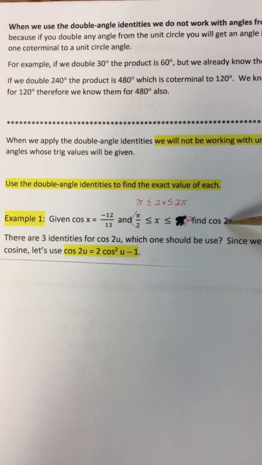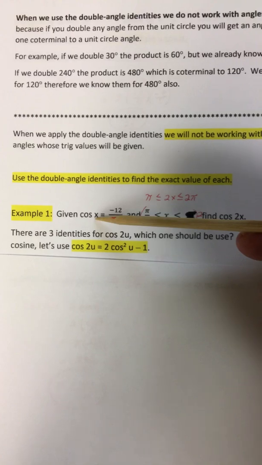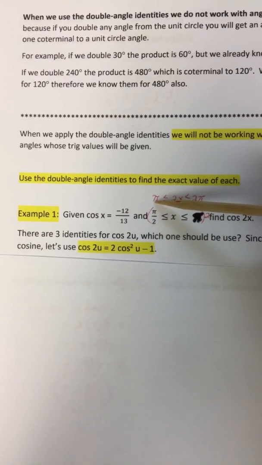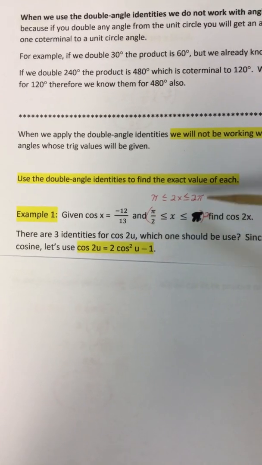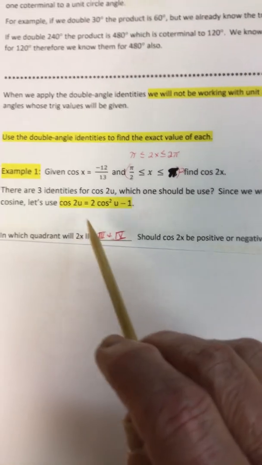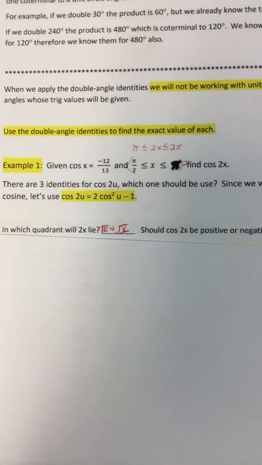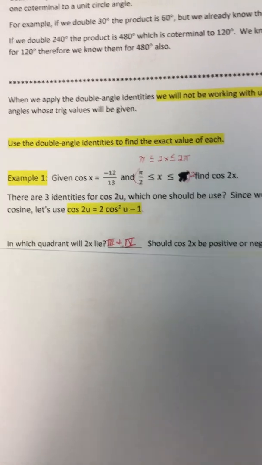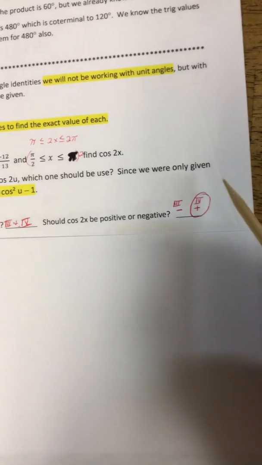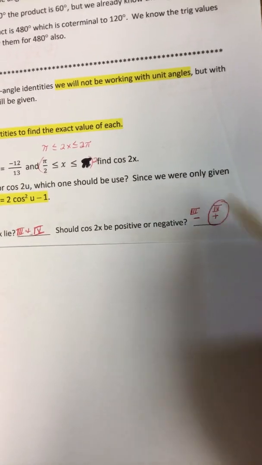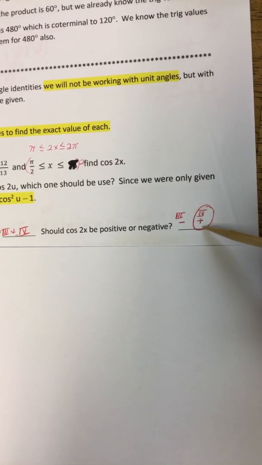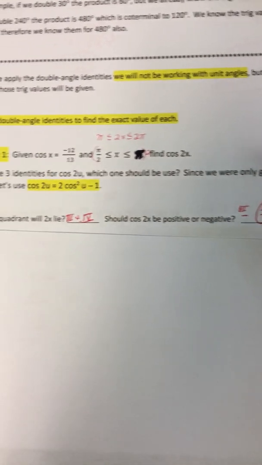If I double this amount, the new angle 2x is going to lie somewhere between pi and 2 pi. So that means the angle I'm looking for would lie either in my third or fourth quadrant. I don't know which one it will lie in until after I solve the problem, and I'll be able to figure that out. If cosine were lying in the third quadrant, the cosine value should be negative. If cosine is lying in the fourth quadrant, cosine would be positive.